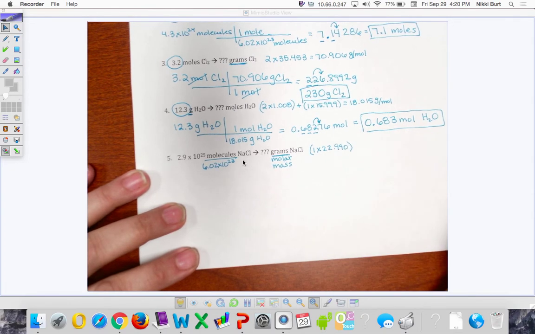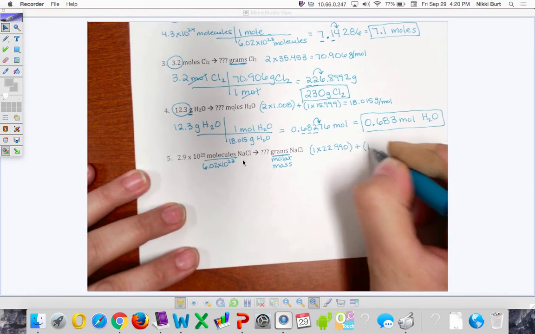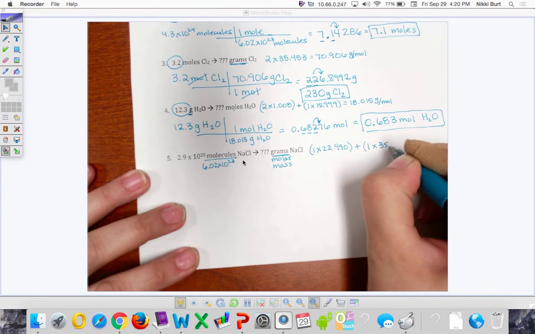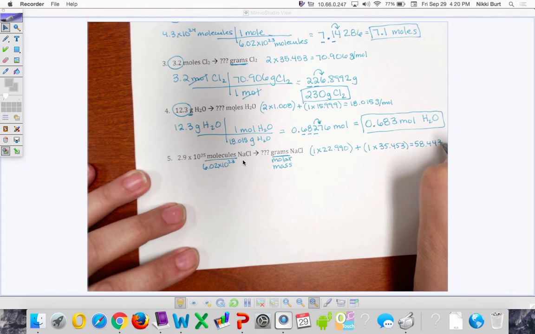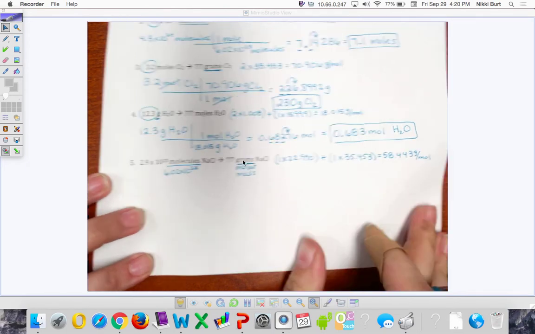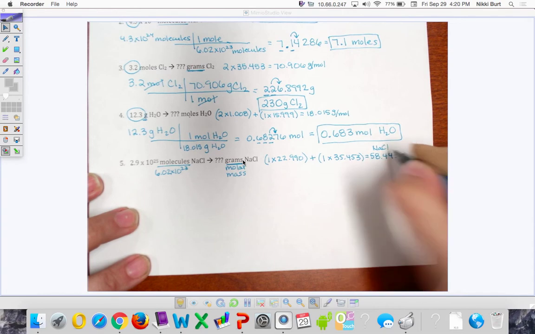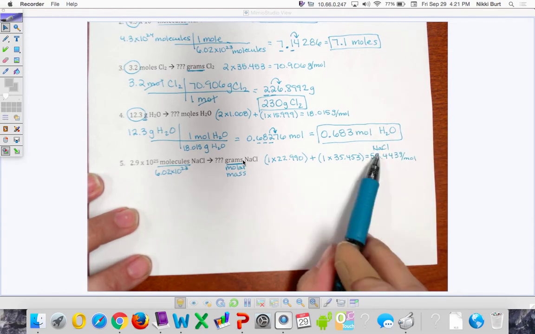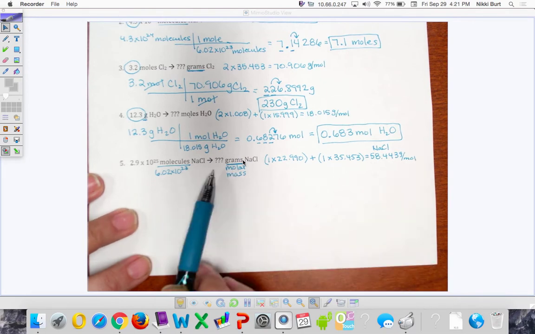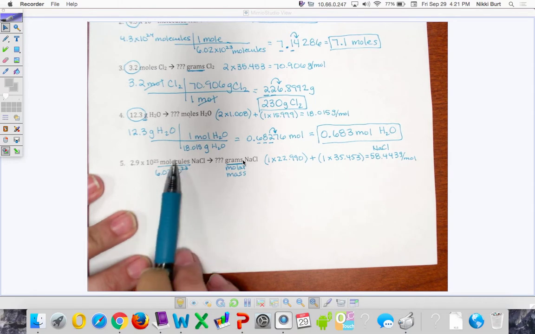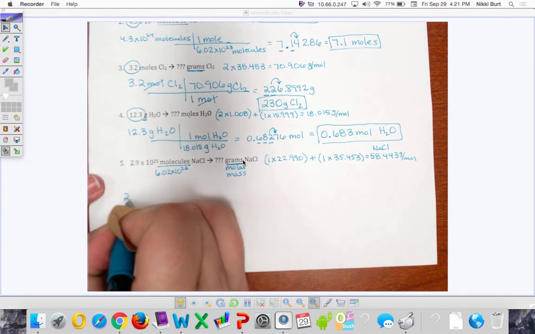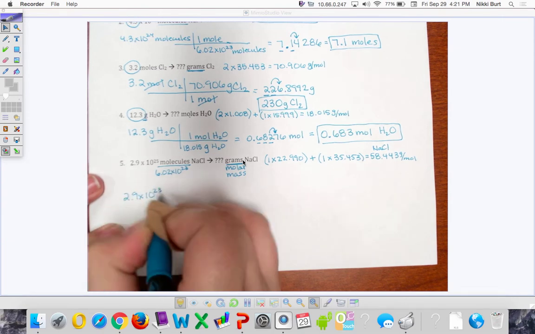There's 1 Na at 22.990. That number comes from the periodic table. I add that to 1 Cl at 35.453, and I come up with 58.443 grams per mole for the NaCl. So every 1 mole of NaCl is going to have a mass of 58.443 grams. Every 1 mole of NaCl is going to contain 6.02 times 10 to the 23rd molecules.